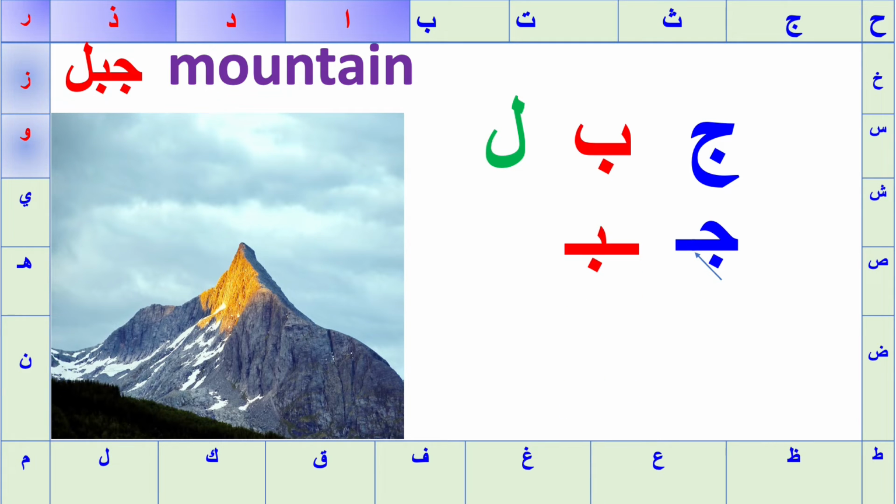Then the b can connect to the right and can connect to the left. Finally, the L can connect to the ba through connecting to the right hand side of the letter L, jabal. Clearly those letters will come close to one another to form the word jabal.